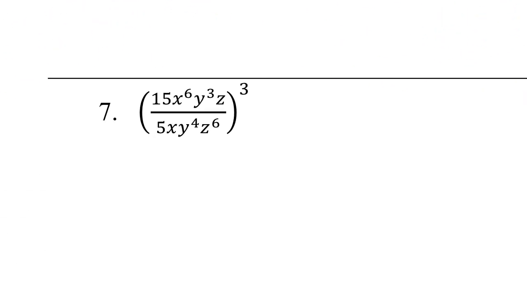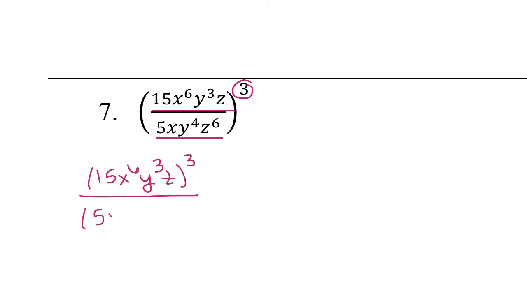Number 7. I have a fraction and I have an exponent on the outside. So this is that quotient power rule, the very last one we talked about. So what this really means is this 3 on the outside gets distributed to both the numerator and the denominator. So this is really 15x to the 6th, y to the 3rd, z, all to the 3rd, over 5x, y to the 4th, z to the 6th, all to the 3rd.